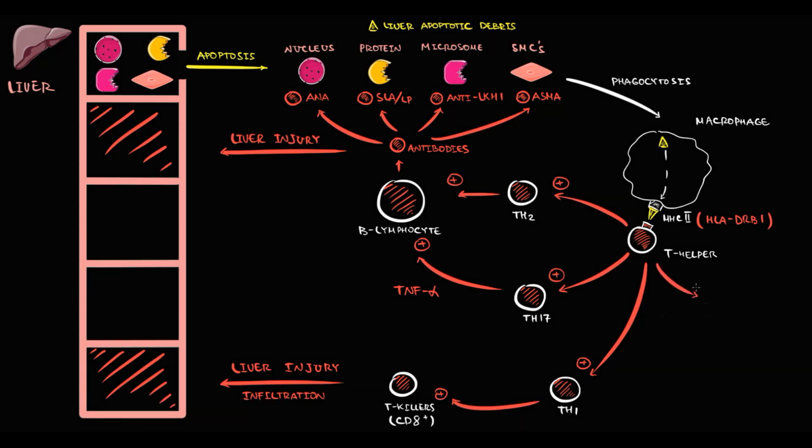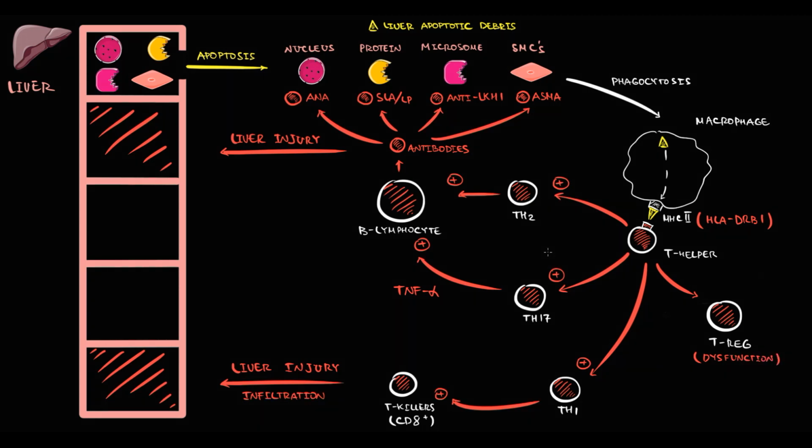And the last subtype of T helpers is regulatory T cells. But the problem is that in these circumstances, under the massive pro-inflammatory stimulation, they become dysfunctional, so they cannot suppress this pro-inflammatory state, and thereby they cannot prevent liver injury.